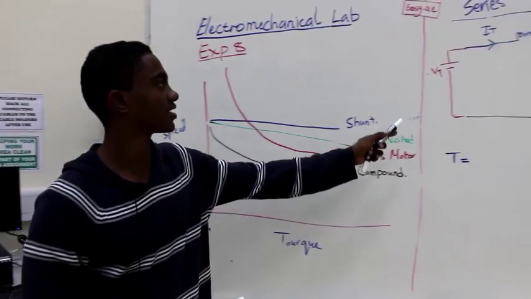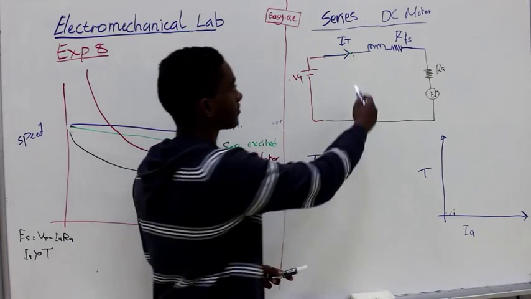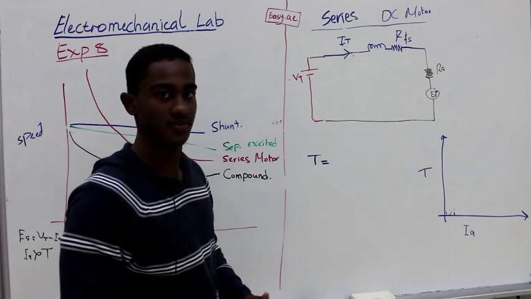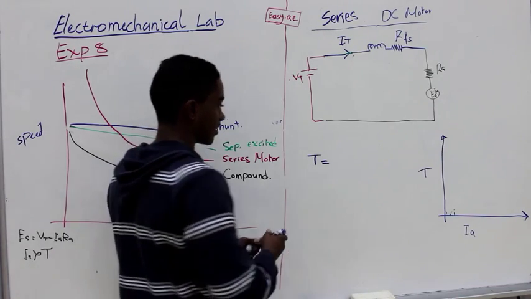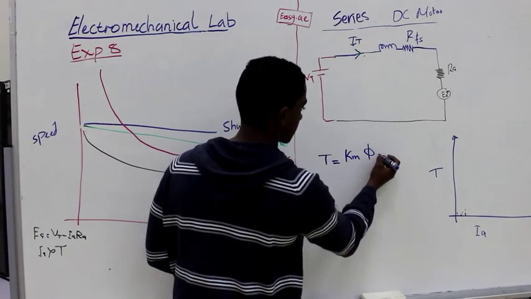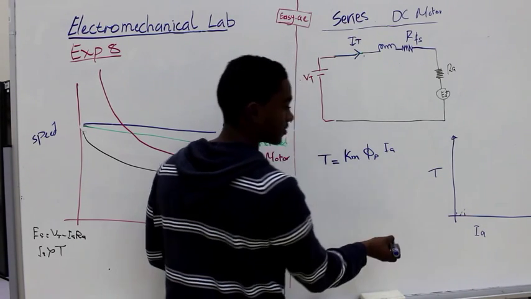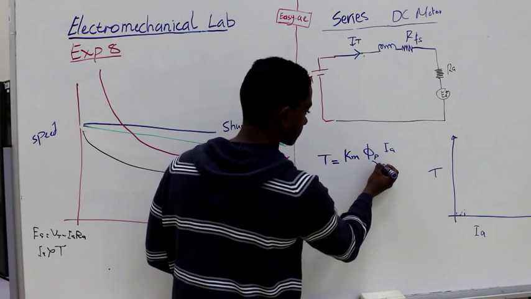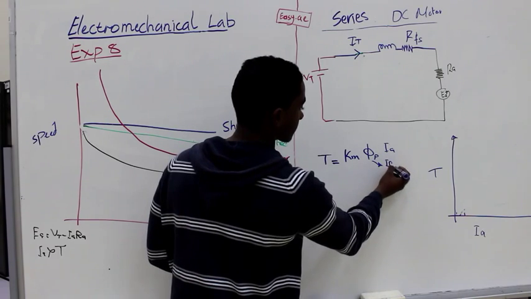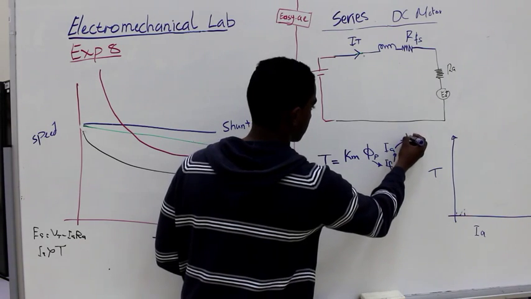If you look at the circuit here, we have only one current, IT, which flows into the armature circuit and the field circuit, which are in series with each other. So T, as we know, is equal to a constant Km multiplied by the flux phi P multiplied by IA, which is armature current. And the flux phi P depends on the current IF. And IF is the same as IA, which is the same as IT.